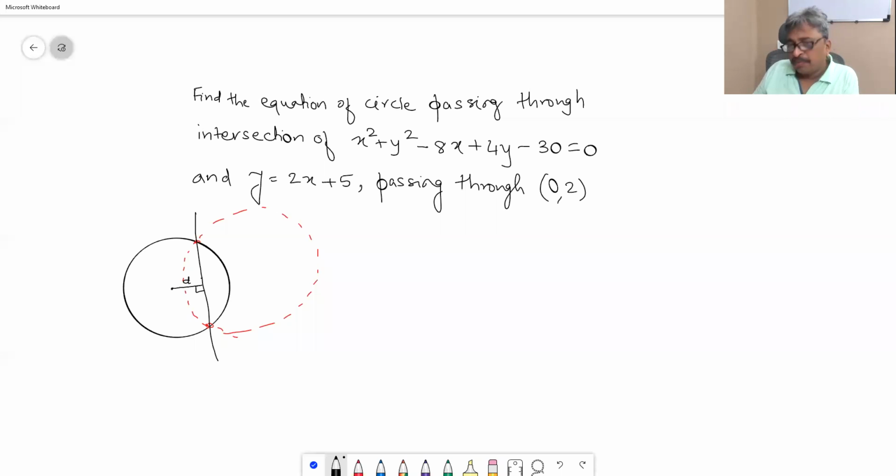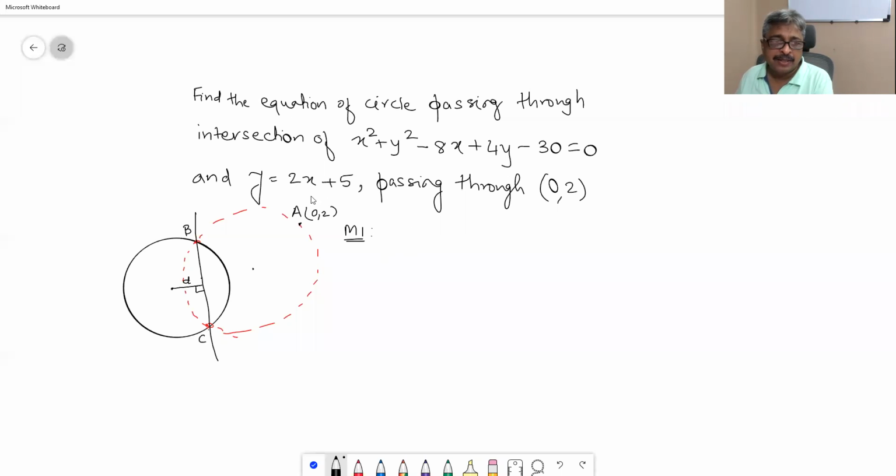The first method by which we can solve this problem is method 1. It is simple. Suppose this point is B, this point is C, and you have been given a point (0, 2), which is A. If you know all these 3 points, we know how to find the equation of the circle. We have solved problems like that. So method 1 talks about getting the coordinates of B and C.